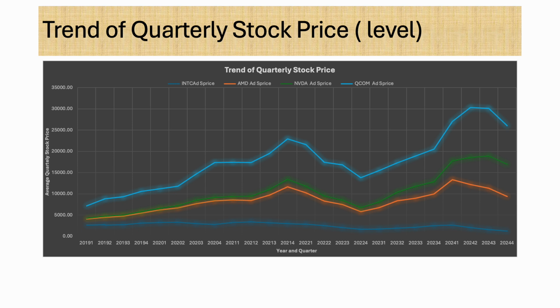Okay, first let us see now the trend of quarterly stock price at level. So look at the graph. The dark blue line is for Intel stock price, and the orange line is for AMD's stock price. The green line is for NVIDIA stock price, while the light blue is for Qualcomm stock price. As you can see, Qualcomm is at the top, followed by NVIDIA, and then AMD, and Intel is at the bottom.